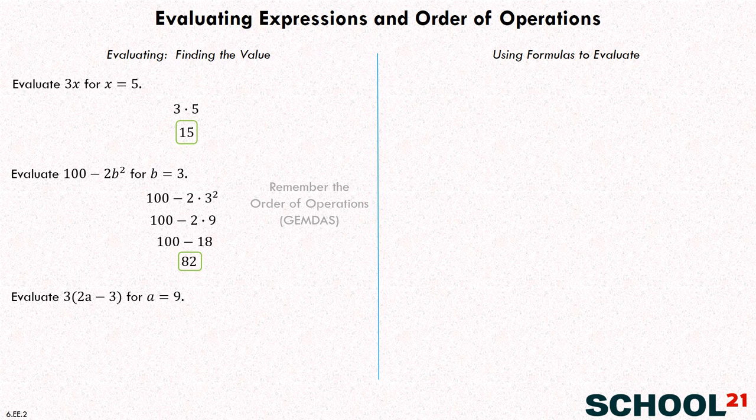Okay, let's do another one. Evaluate 3 times the quantity 2a minus 3 for a equals 9. Okay, so what are we going to do to evaluate, just like we did in the top 2 examples? What's the first thing we do?